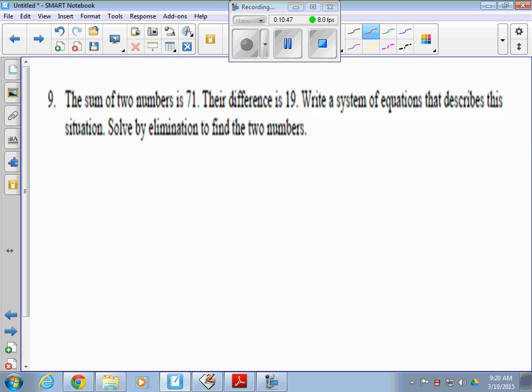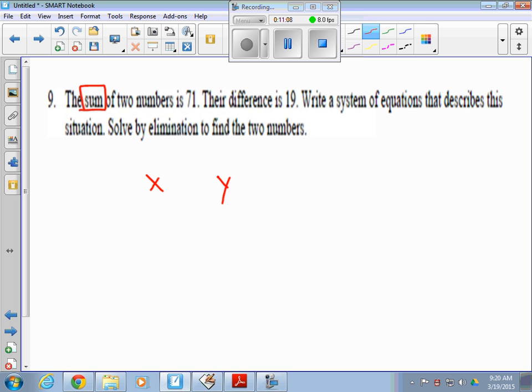Number 9 says the sum of two numbers is 71. Their difference is 19. Write a system that describes it and then solve by elimination. Well, you have to know what sum means. You don't know what either number is. So here's one thing you don't know what it is, x. Here's another thing you don't know what it is, y.